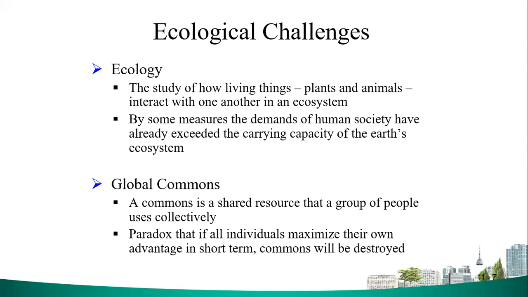Coming towards our second point, that is the global commons. What do you understand by global common? A global common is a shared resource that a group of people uses collectively. Okay, water. Water is a type of global common. Air, what is air? Air is basically a global common. Okay, what do you understand by earth? Earth is a global common.